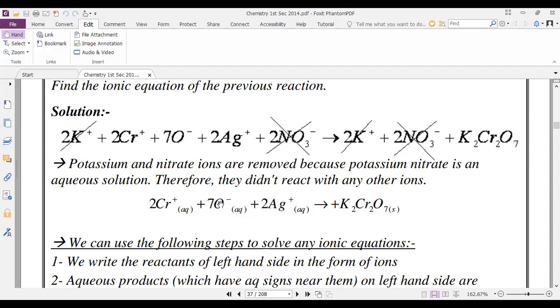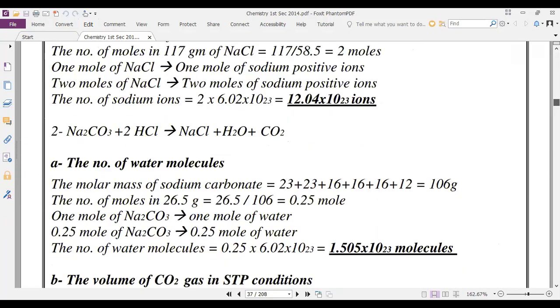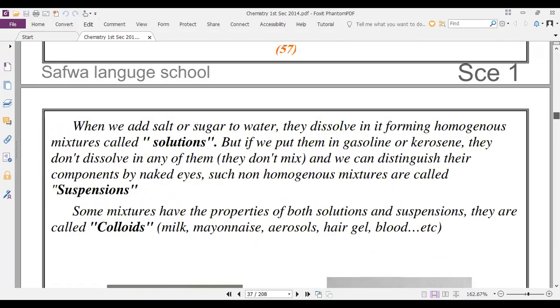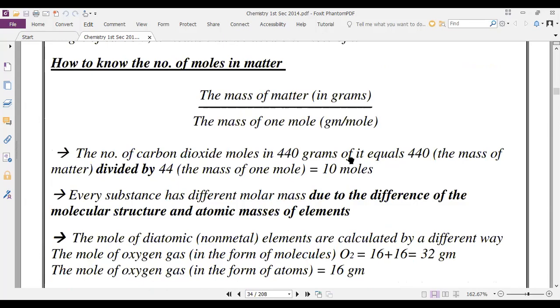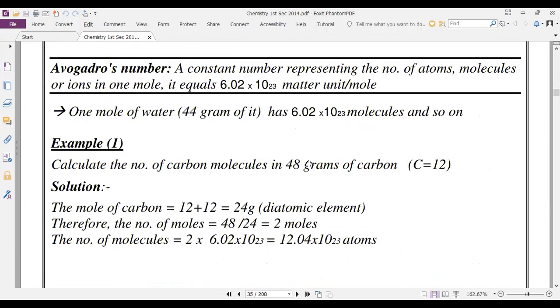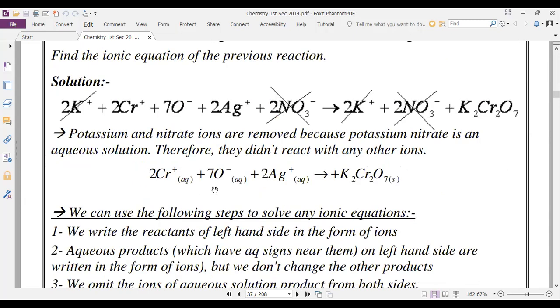2Cr plus 7O plus 2Ag equal, this is not K2, this is Ag2Cr2O7. Okay, it's a mistake here. It will be Ag2Cr2O7. Yes, sorry. It will be 2Cr plus 7O plus 2Ag to produce Ag2Cr2O7.